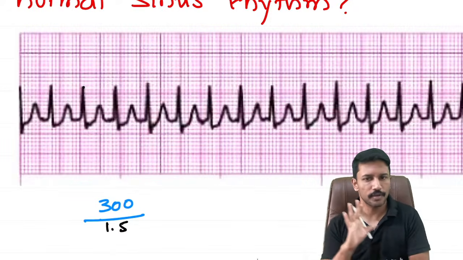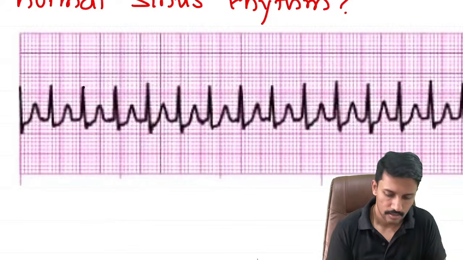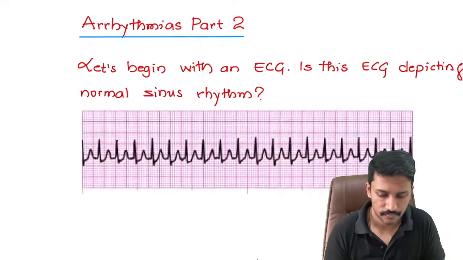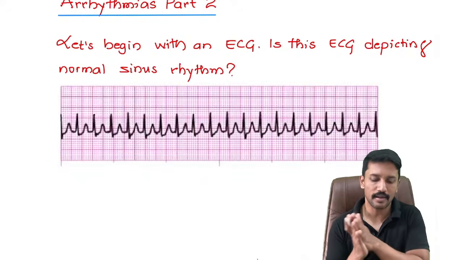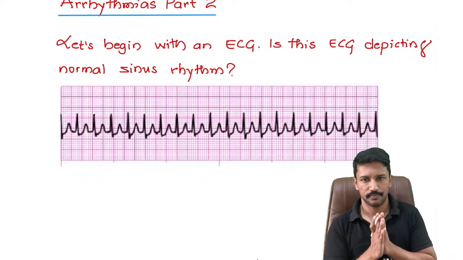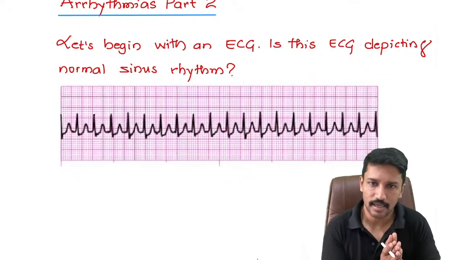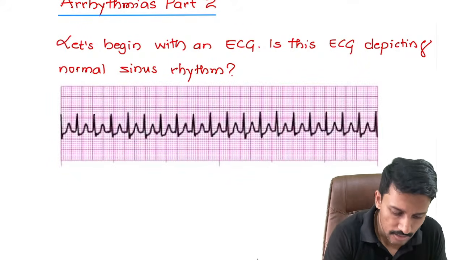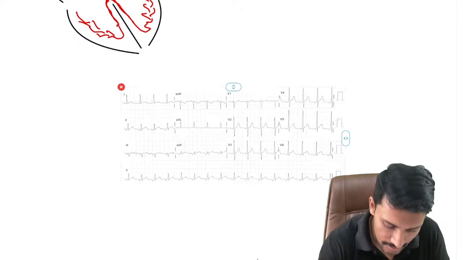Good. So if it is 200, can I call it normal sinus rhythm? No, right? This is not normal sinus rhythm. What can it be? If the pacemaker is sinus, then it can be sinus tachycardia. If the pacemaker is not sinus, it is one of the other arrhythmias, but this is not normal sinus rhythm. Similarly, I will give you one more ECG. Go through it and tell me whether you count this as normal sinus rhythm or not.